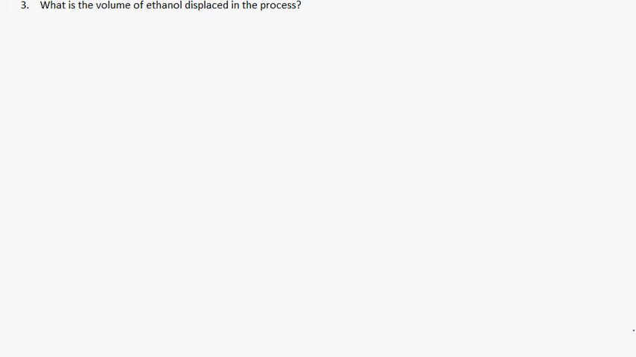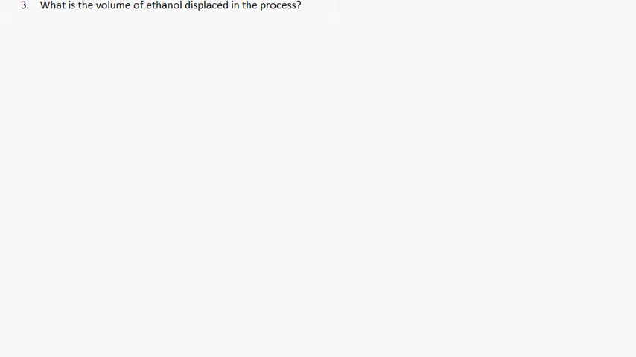Continuing on with the extra buoyant problem, we're going to go to problem 3, which asks for the volume of ethanol that is displaced during the process here. In order to get through this one, what we need to think about is the fact that we have put the block of chromium metal into ethanol, and we're going to need to figure out a way to find the volume that's displaced from this.